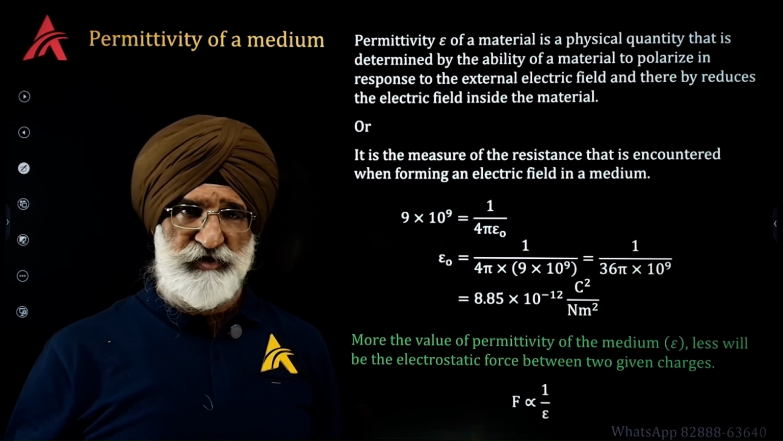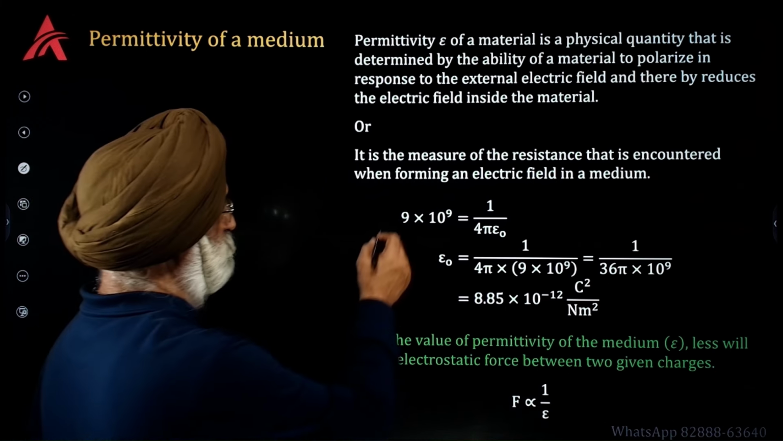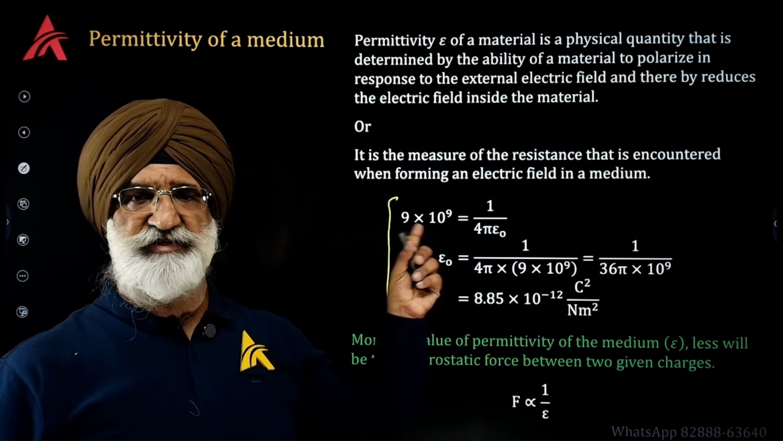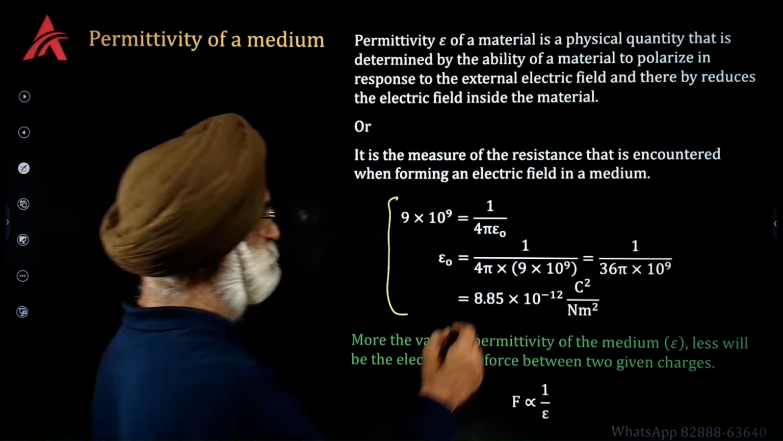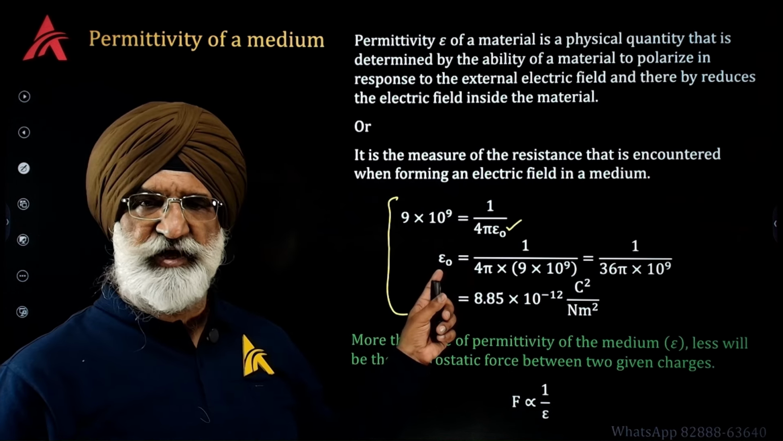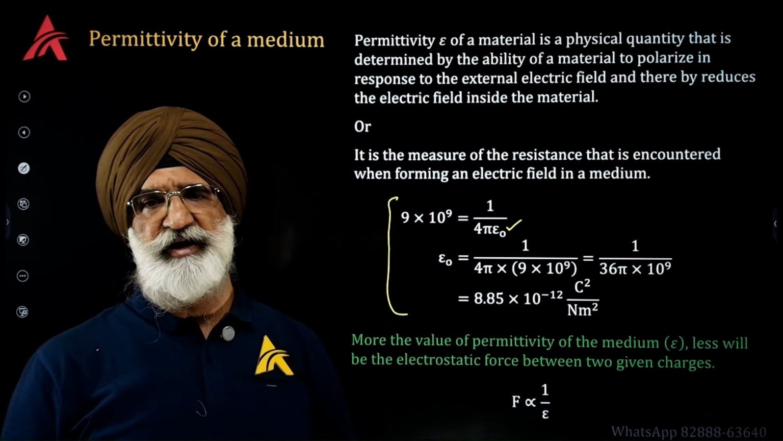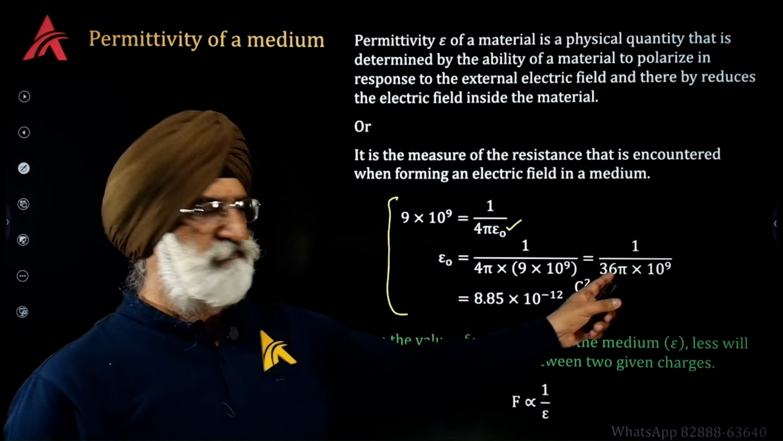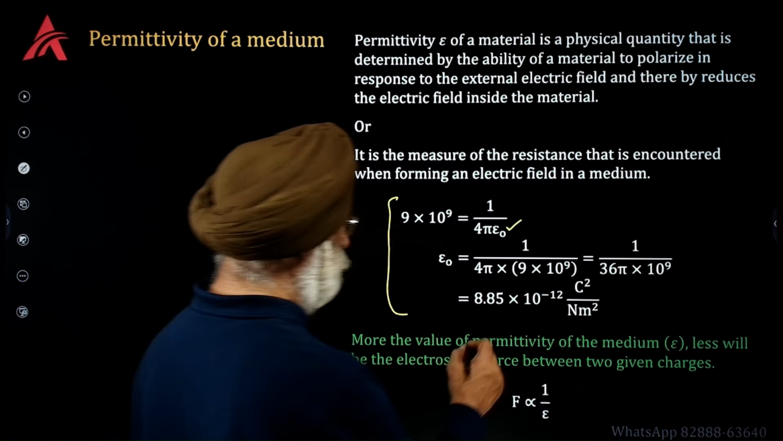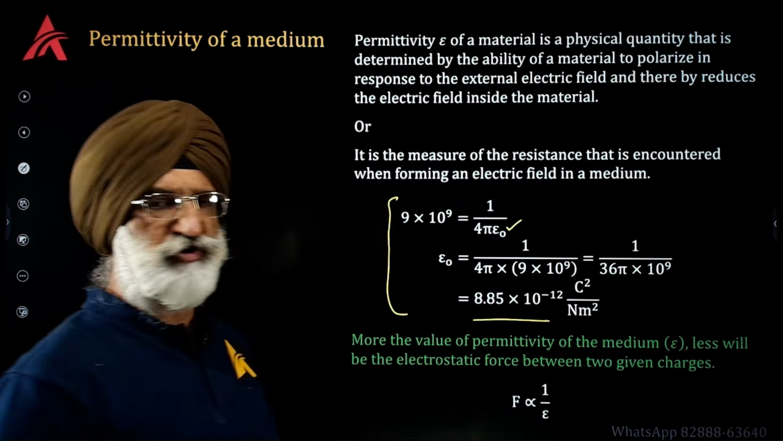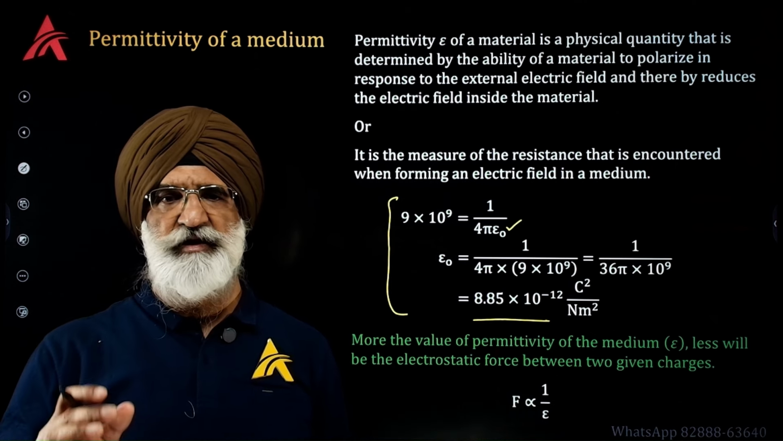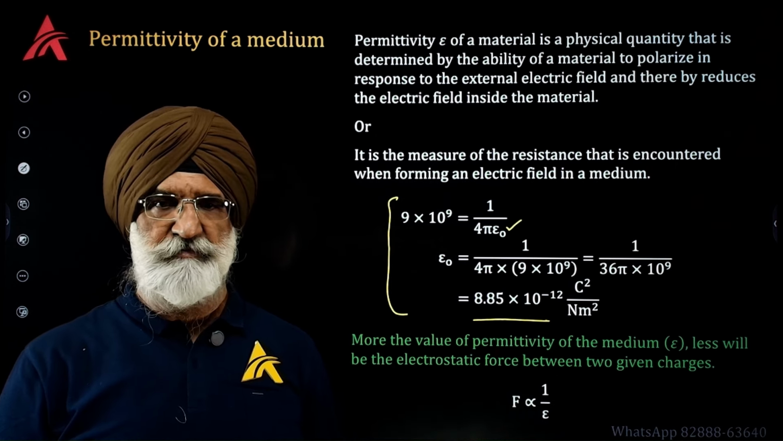We have got different mediums, and in order to find the permittivity of free space, we know that 1 upon 4 pi epsilon naught is equal to 9 into 10 to the power of 9. This epsilon naught is the permittivity of free space. Now by cross multiplication, epsilon naught will be 1 upon 4 pi into 9 into 10 to the power of 9. Now if you put the value for pi as 22 upon 7 or 3.14, we will get approximately 8.85 into 10 to the power of minus 12 Coulomb square upon Newton meter square. This is the value for the permittivity of free space, which is minimum.